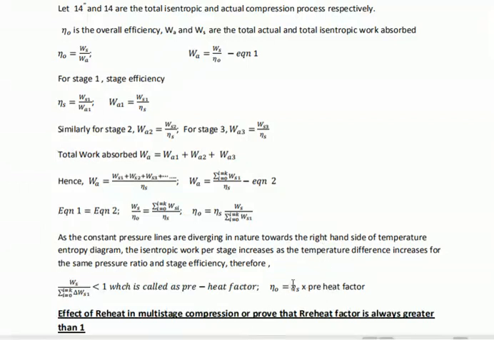So this is regarding the effect of the preheat factor on the compressor, or proving that the preheat factor is always less than unity. A similar derivation applies to turbines, which we will discuss in the next class. Thank you. Go through this video, and if you have any doubts, ask. We will get online and go through that discussion.